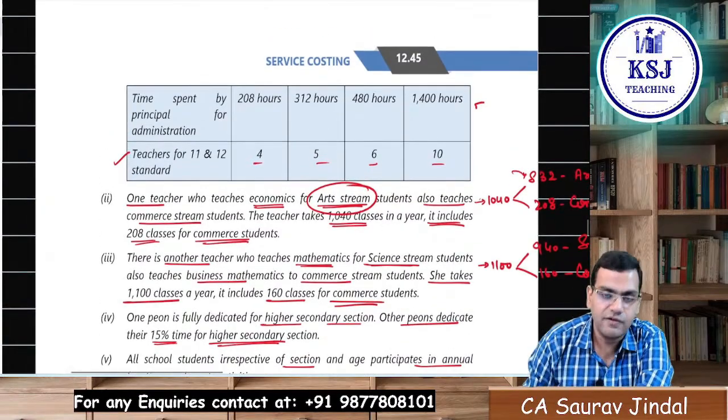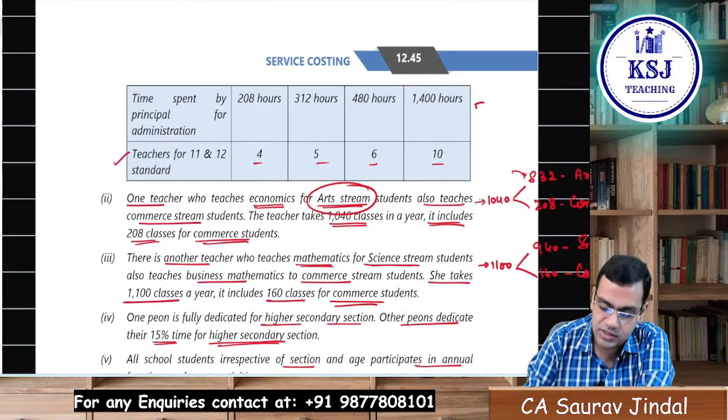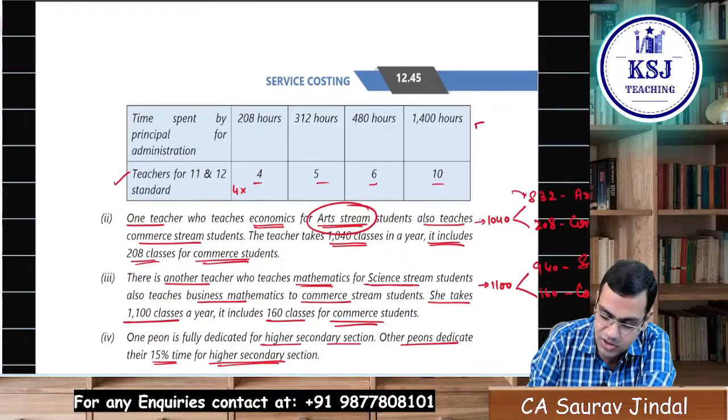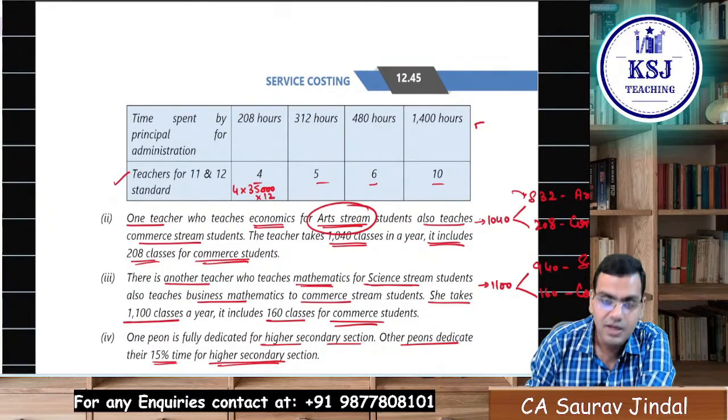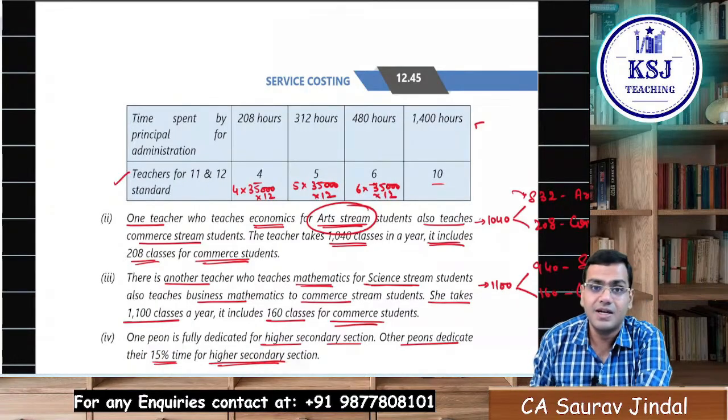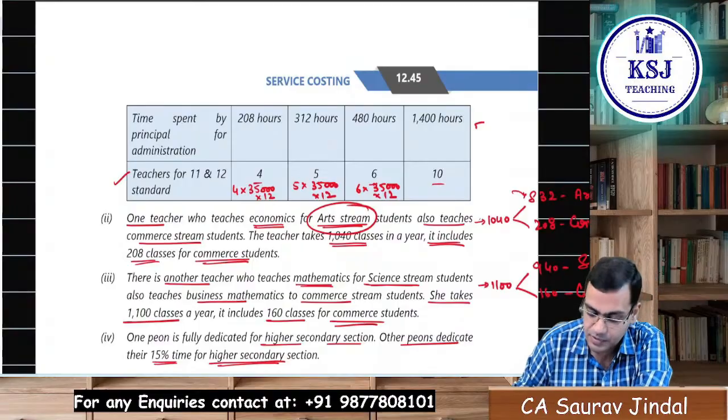Like here for the art stream, there are 4 teachers. Each teacher is getting what salary, sir? 35,000 per month. Each teacher is getting 35,000 per month multiplied by 12 months. Here 5 teachers, sir, multiplied by 35,000 multiplied by 12. 6 teachers, 35,000 multiplied by 12. That will give you the teacher's salary for individual streams, right?